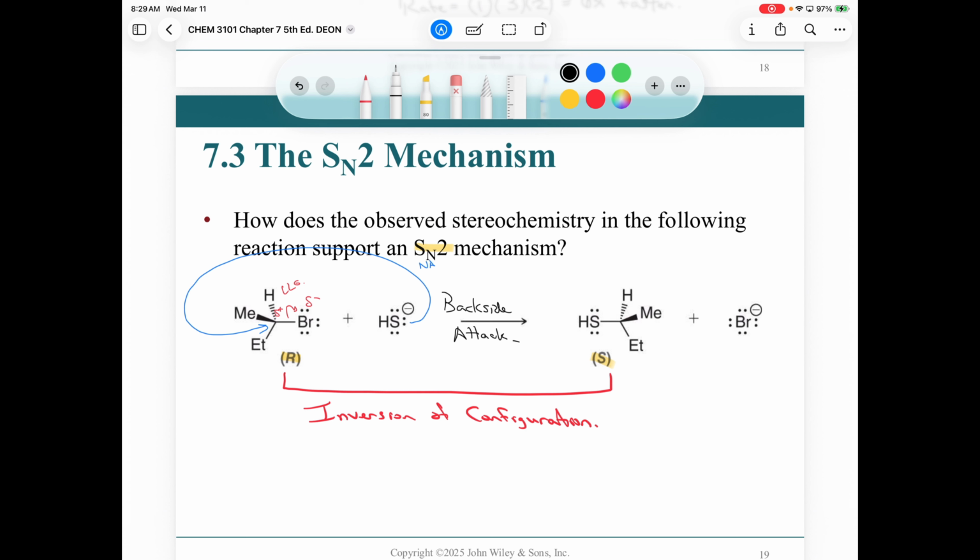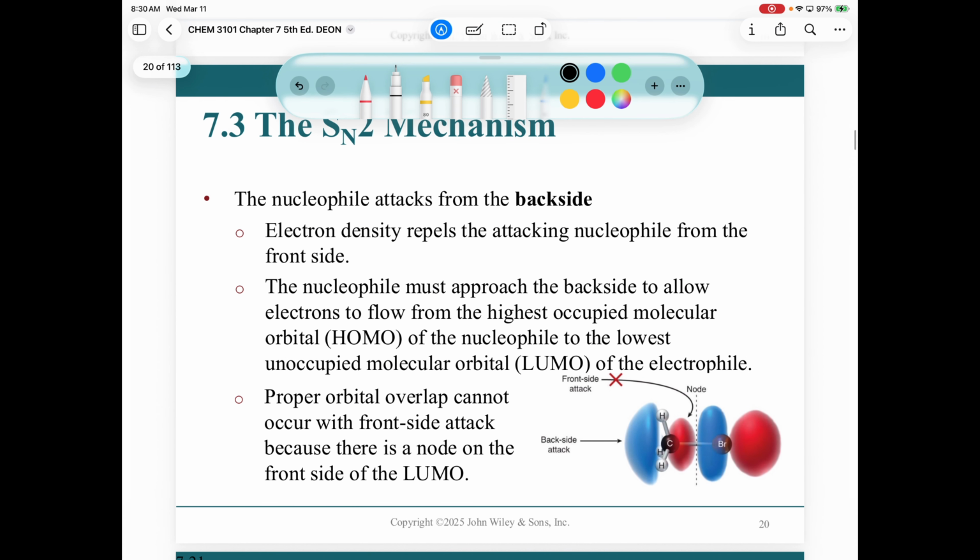So we call that backside attack, or backside attack on a stereocenter results in inversion of configuration. Thus, if you're starting with R, it becomes S. If you're starting with S, it would become R. Cool? Does that make sense to everybody? So backside attack. Now, the textbook, this is the explanation that I gave you.